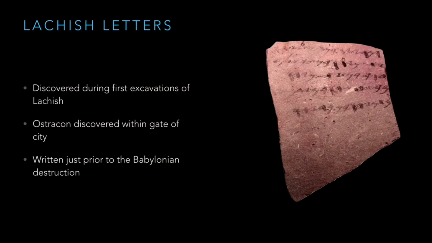These were discovered during the first excavations of Lachish, and they're called ostrakon. Does anyone know what ostrakon are? No? Okay, so ostrakon, or ostraka in plural, were fragments of pottery, which people would write on either with ink or by inscribing the clay. So they found a number of these pottery sherds with writing on inside the gate, and they were written just before the Babylonian invasion. There's one letter which I think is particularly interesting.